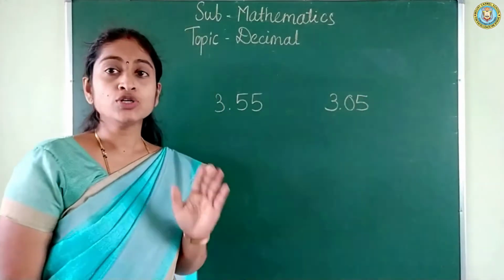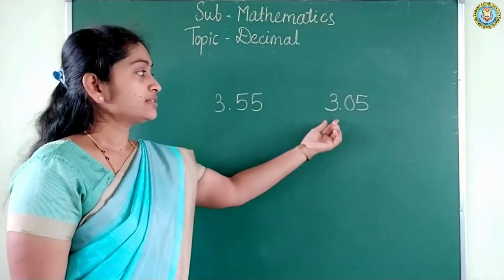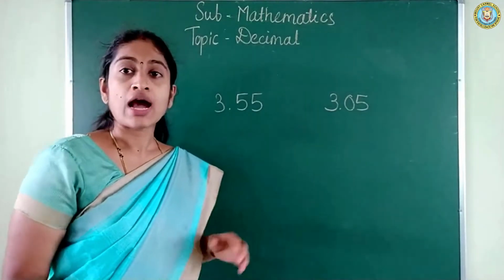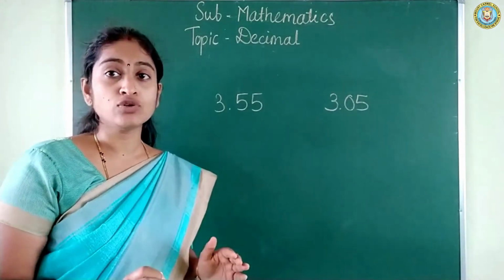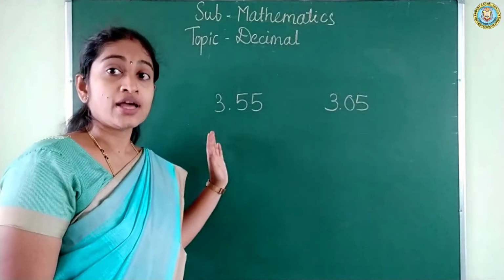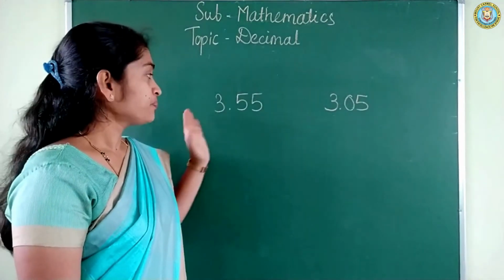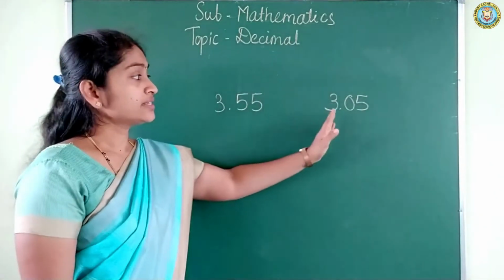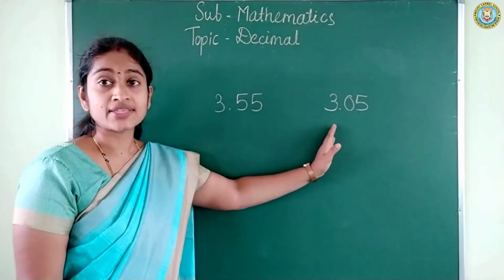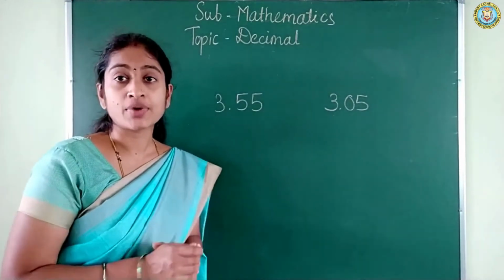Here, I have two decimal numbers, 3.55 and 3.05. How to compare these two decimals? First of all, we have to look at the digits at either side of the decimal point. See, at either side, 3 is there and this number also 3 is there. So, can we compare? Both are the same.